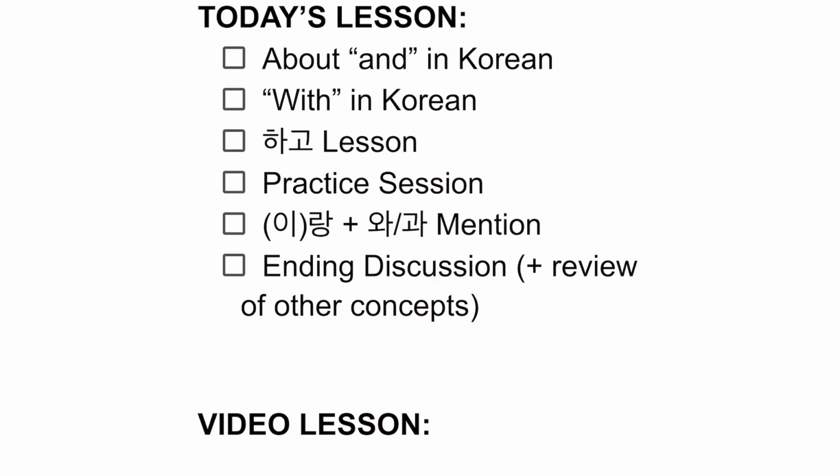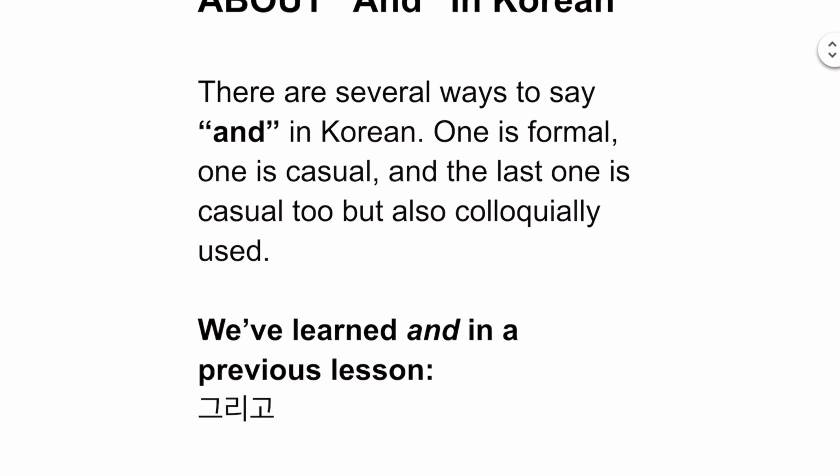First we'll look at what it really is about. And in Korean, what is "and" about? "And" in Korean can be kind of tricky because there are multiple ways to say it. There are about 5 in total. In this lesson, we're just going to look at 3 or 4.